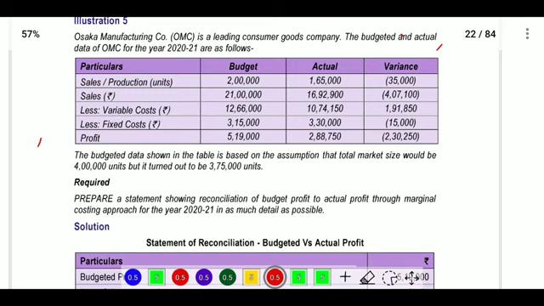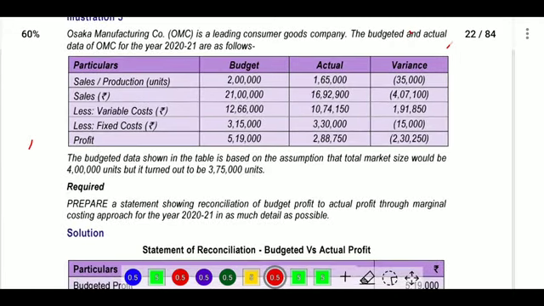What is the contribution here? Contribution will be, first of all, sales of 21 lakhs minus 12 lakh 66,000. We will get the contribution here.